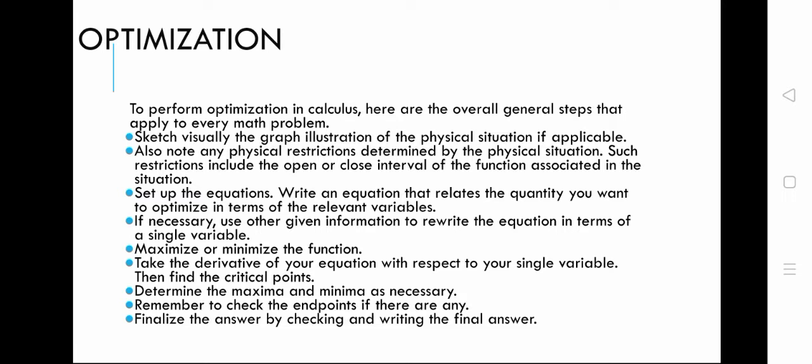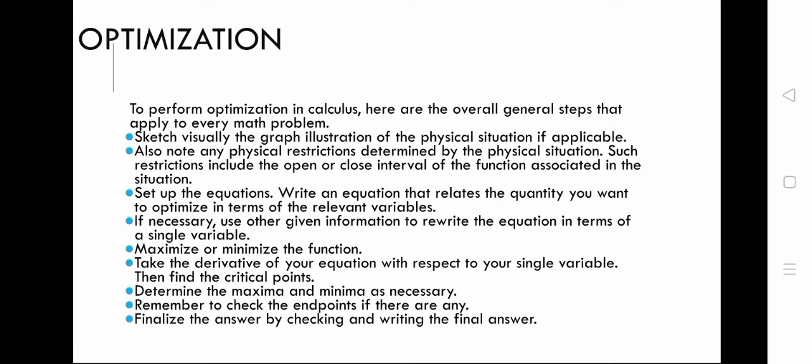Now next is set up the equations. Write an equation that relates to the quantity you want to optimize in terms of the relevant variables. So parang if kailangan mo ng length and width, you have to set up the equation using the variables length and width. Same goes with random variables like x, y, r, s, or t. Usually t denotes time. If necessary, use the other given information to rewrite the equation in terms of a single variable. So, dito na yung part na magmamanipulate tayo ng mga variable para mas madali tayo sa pag-solve ng derivative or pag-solve ng mismong value ng kailangan nating mahanap.